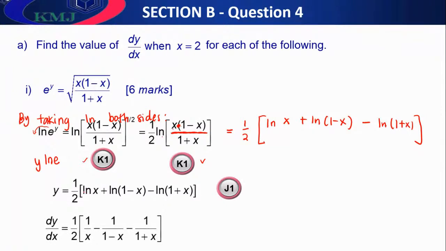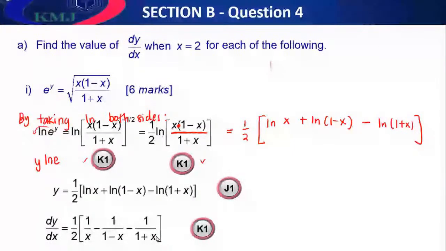Then we just differentiate directly. The constant in front you can just write down. Ln x, you will get 1 over x. Differentiating ln(1 minus x), you will get negative 1 over (1 minus x). Differentiating ln(1 plus x), you will get 1 over (1 plus x). Alright, very easy. So you will get K1 for differentiating.